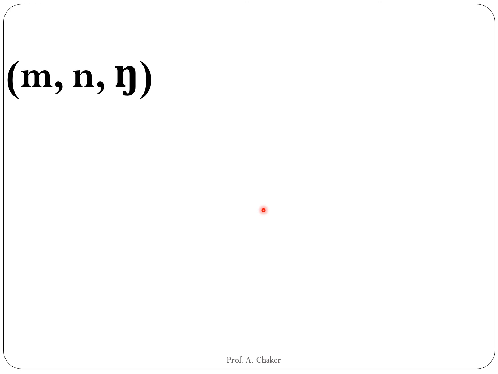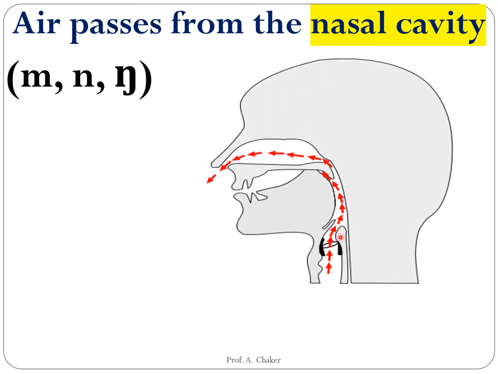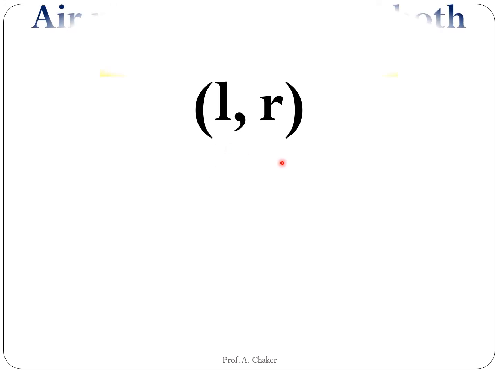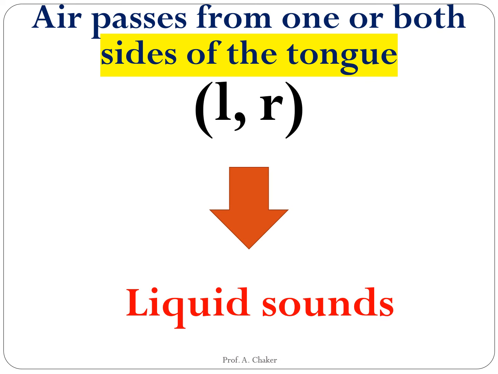M, n, ng. Do you remember them? They are nasal sounds. When we produce them, the air passes through the nasal cavity. Have a look at the picture. So the air does not go through the oral cavity, it goes through the nasal cavity. So they are nasal sounds. Nasal. L and R. In the production of these two sounds, what happens? Air passes from one or both sides of the tongue, right? And they are called liquids, liquid sounds.